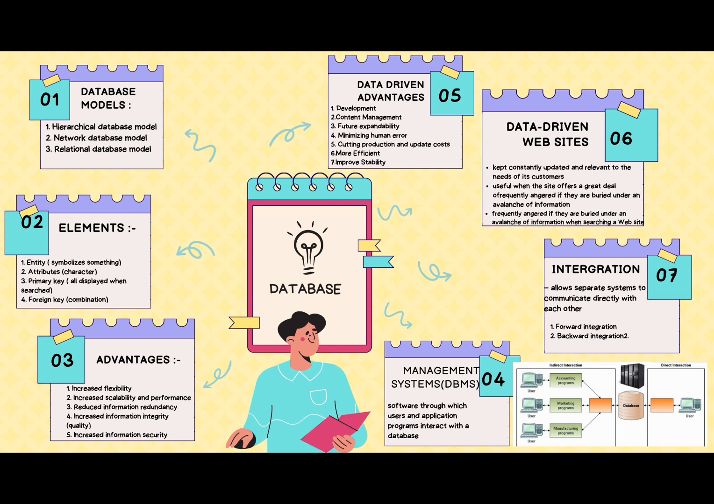Integration means allowing separate systems to communicate directly with each other. In integration, there are two types, which are forward integration and backward integration. For example, forward integration is as when we usually buy, a buyer accesses the seller with their account, while backward integration is from seller to buyer.